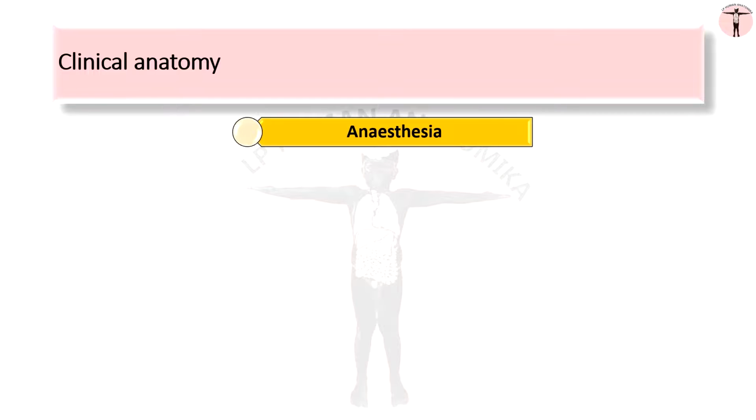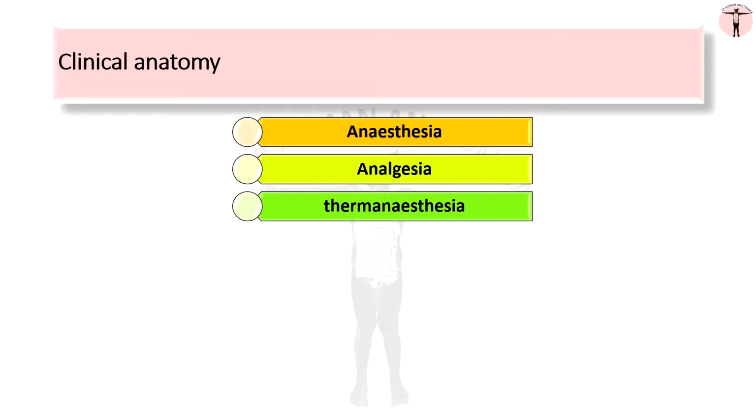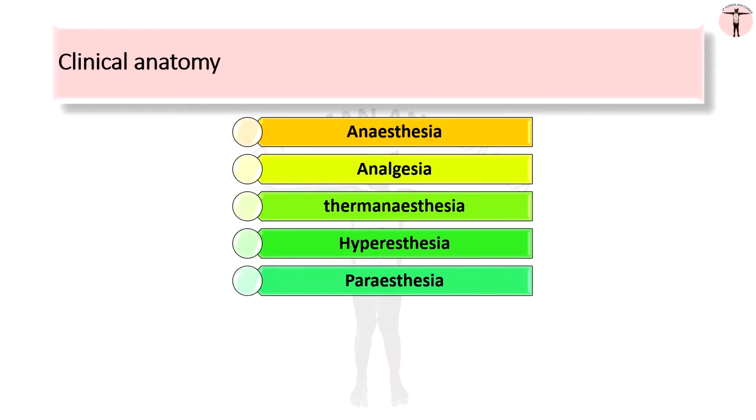Anesthesia is the loss of sensation. Analgesia is the loss of pain sensibility. Thermanesthesia is the loss of the temperature sensibility of the particular part of the body. Hyperesthesia is abnormally increased sensibility. Paresthesia is the perverted feeling of sensations in the body.